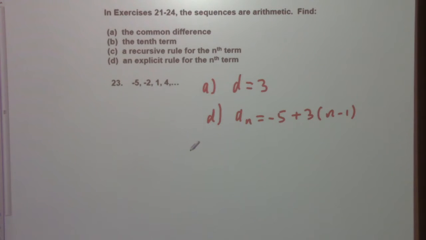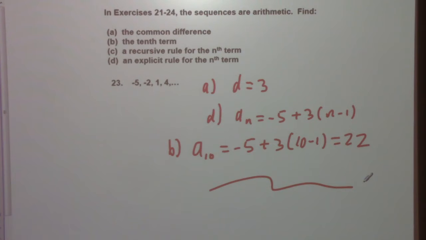Okay, and now we're circling back to part B. Kenzie, what do you got for that? A sub 10 equals -5 plus 3, parentheses, 10 minus 1, equals 22. And what do you say it equals? 22. Okay.